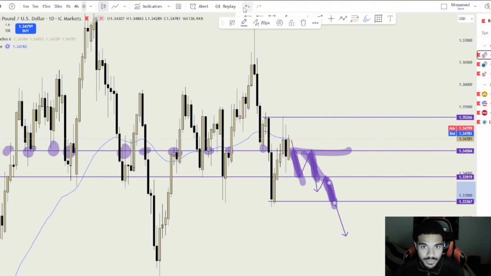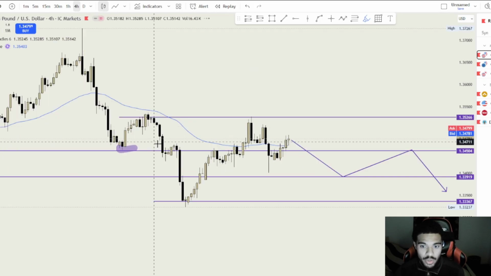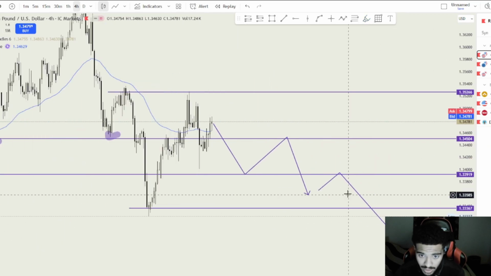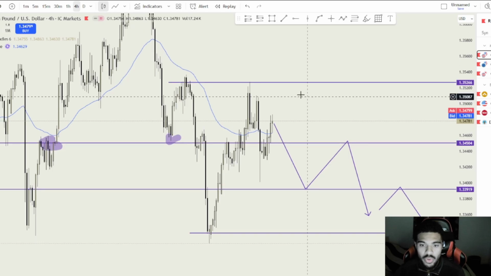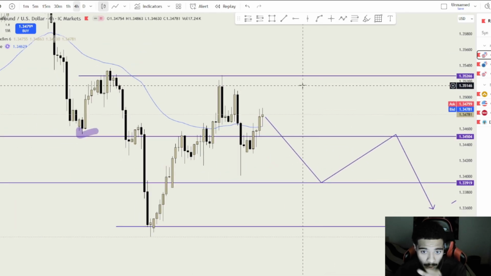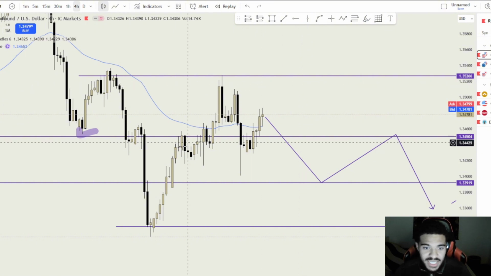Okay, so let me just get rid of all the drawings for now. I'm going to go to the 4 hourly time frame. So we go to the 4 hour time frame, get rid of the pen. So for me, what I'll be looking for now is some sort of pattern to show on the 4 hour that wants to continue to go down. So what I'm kind of seeing at the minute is a head and shoulders type of pattern here.